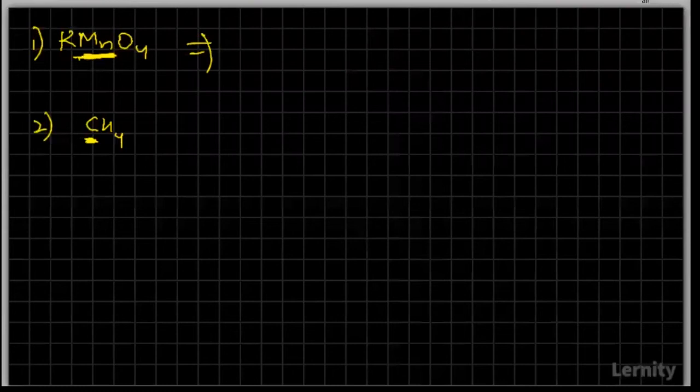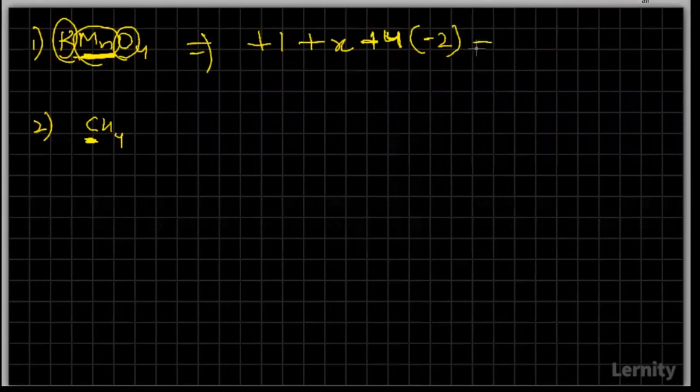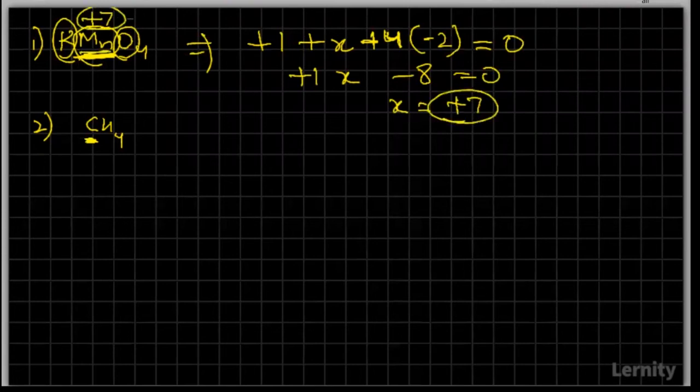First let me answer the first one, potassium permanganate. Potassium is an alkali metal, so it will always have a fixed oxidation number of +1. As I don't know it for manganese, I'll put it as X. Oxygen is in the form of oxide, and as I have 4 oxygens, each will have an oxidation number of -2, and the sum is equal to 0. If you solve this, I'll get my X value as +7. So manganese has an oxidation number of +7.